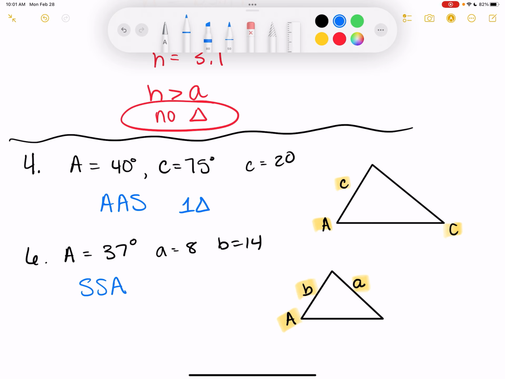Is A greater than or equal to B? Greater than. I like a big A. Small or lesser. Okay, so no, it is not. It's less than, so then I need to find h.